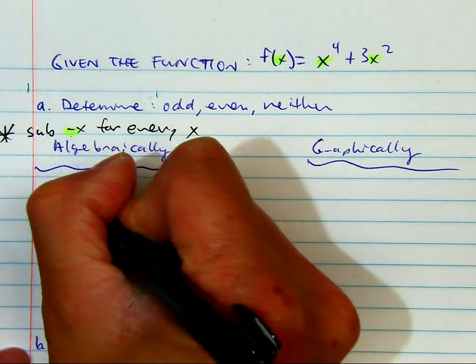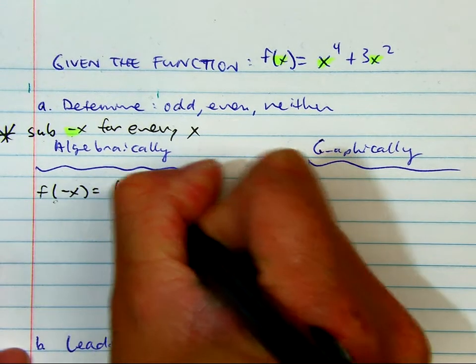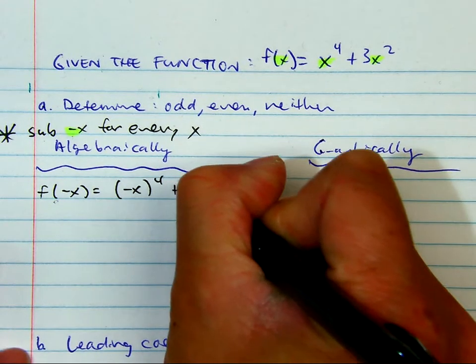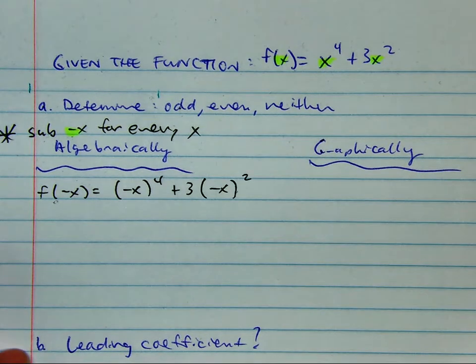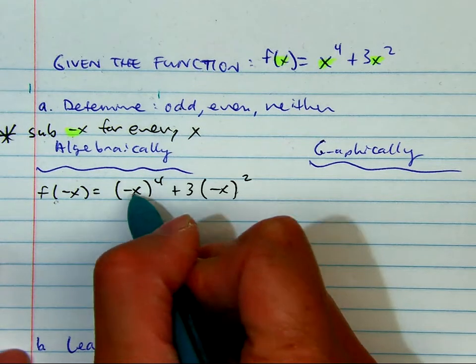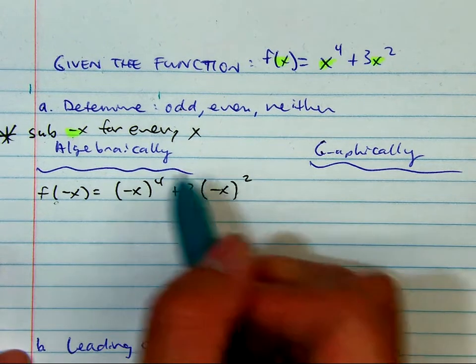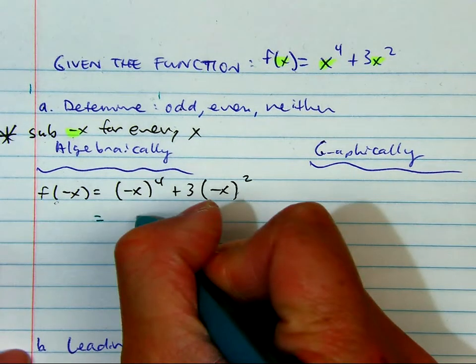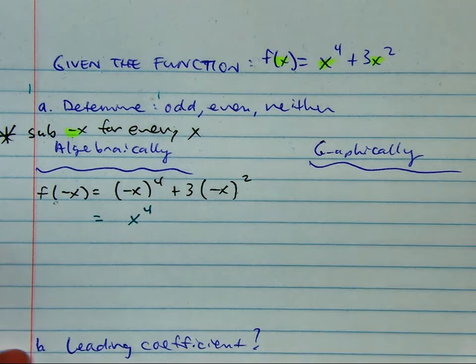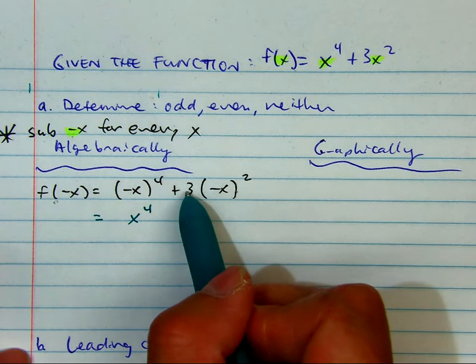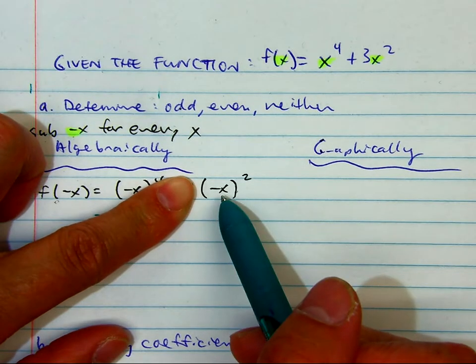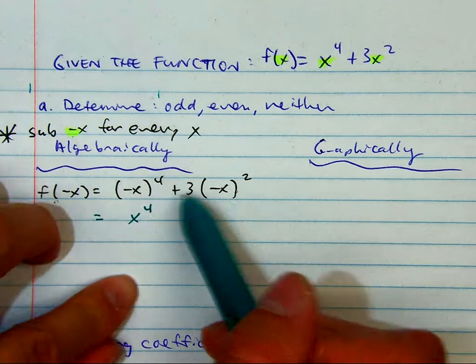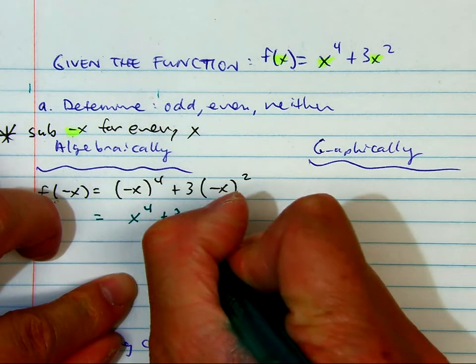F of negative x equals negative x to the fourth power plus 3 times negative x, and then this means negative x times negative x times negative x times negative x. That's just going to be x to the fourth. Remember here, I'm not going to do multiplication, I'm going to do exponents. So this is negative x times negative x, which is just x squared, and x squared times 3 is just 3x squared.